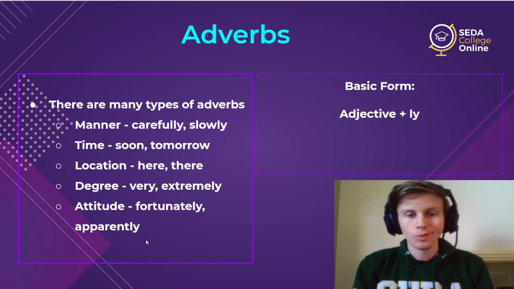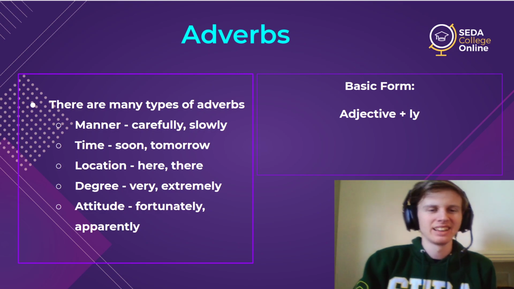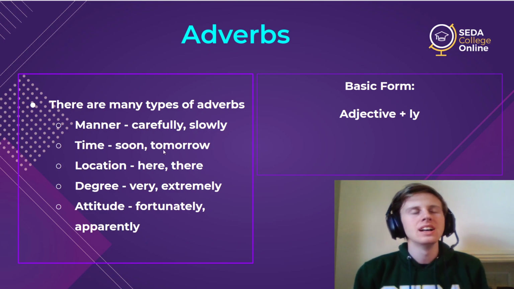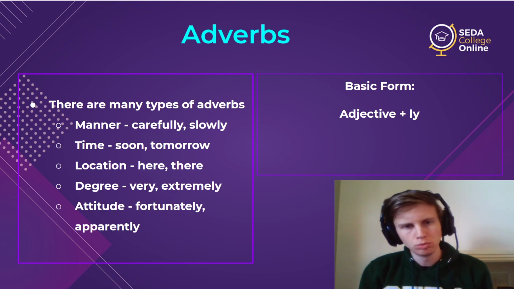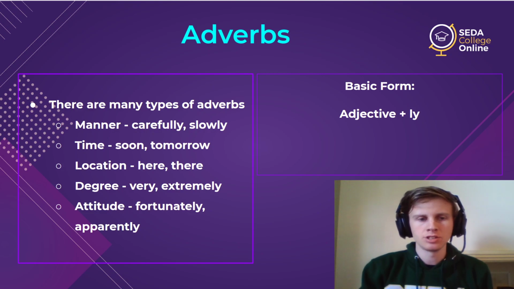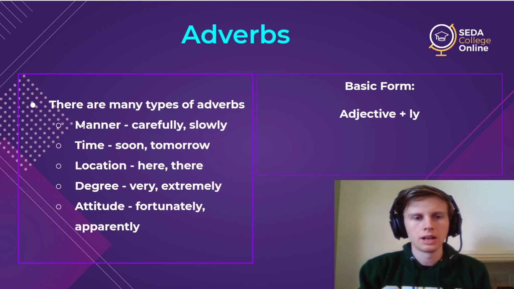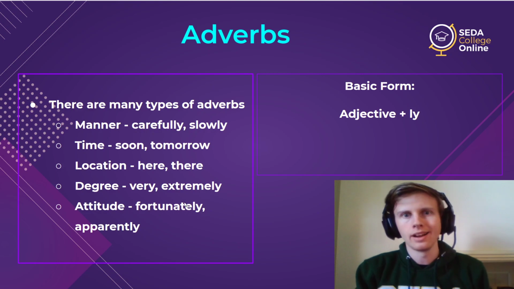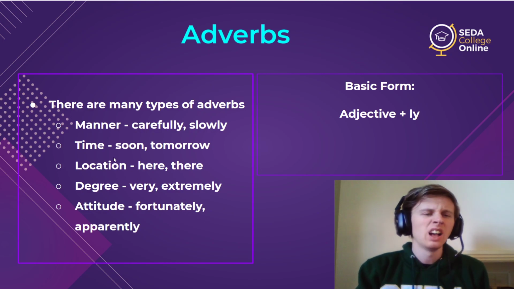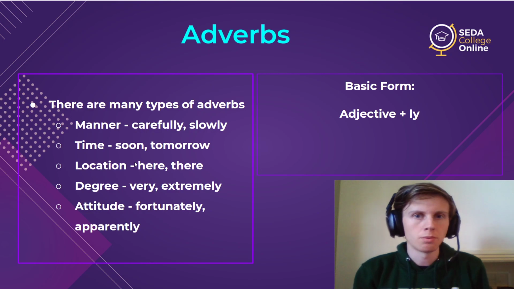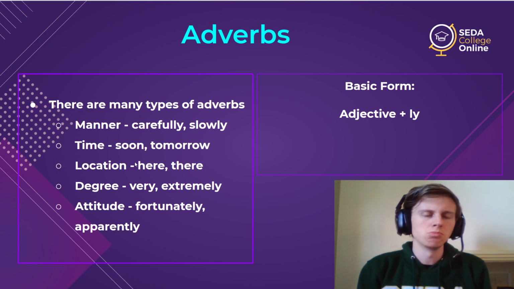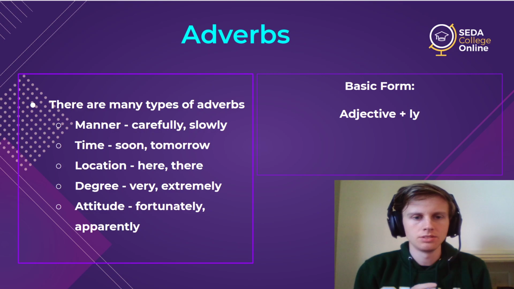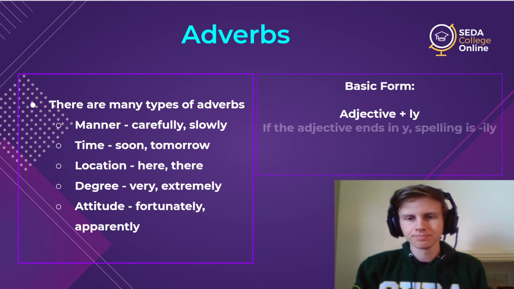So many adverbs are made this way. Of course, you can already see the exceptions here. Here, there, very, soon, tomorrow. So there are lots of exceptions to this. But the normal rule is ly on the adjective. And so adverbs of manner, adverbs of degree, adverbs of attitude, these will usually be your ly suffix words here. Time and location, those are a little more grammatical. So those have different forms, but at any rate.